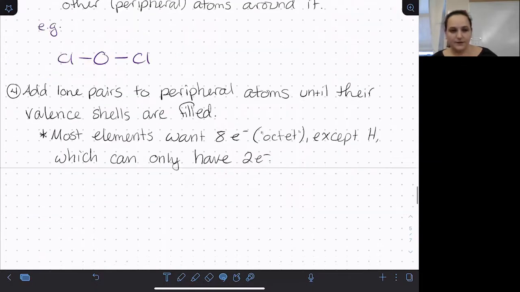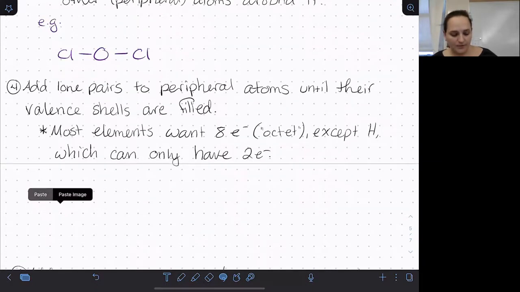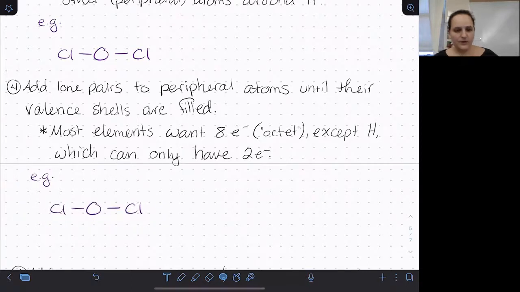The next thing we're going to do is start to fill up valence shells. The reason why things bond, as we've talked about, is to become more stable. And things are generally most stable when they have filled valence shells. So that's the goal of drawing our Lewis structures: to figure out what arrangement of atoms and electrons is the most stable, because that's how that collection of atoms and electrons is most likely to exist.